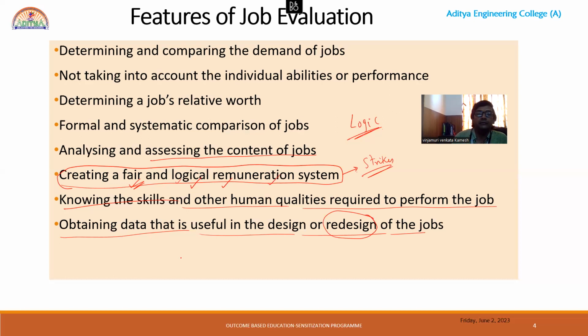Suppose you are having some jobs, just like earlier I have written: manager level 1, level 2, level 3, and general manager finance, general manager marketing, general manager production. Like this, we created some jobs. And after job analysis, in the middle of the job evaluation process, we came to understand that we made some mistake. We created only 5 different levels, but actually 8 different levels are to be created. Okay, redesign the jobs, modify it. That is called design or redesign of the jobs.